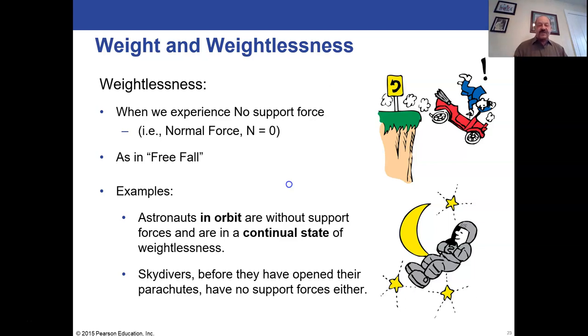A lot of people have this misconception that people on the space station that are floating around are weightless because there's no gravity. There is gravity there. In fact, if you do the calculations, they're not that far away from Earth. Our g acceleration is 10 meters per second squared. Theirs is about 9 meters per second squared. It's only a little bit smaller than ours.